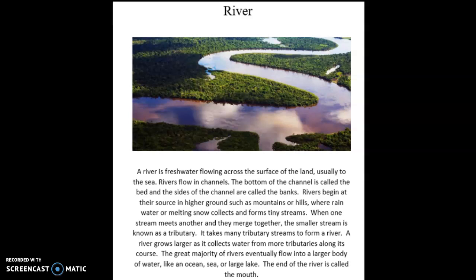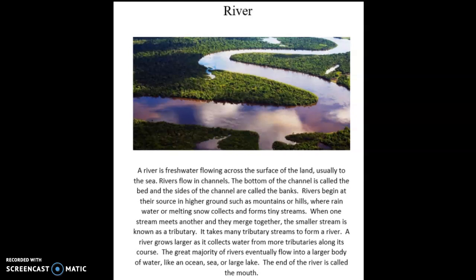When one stream meets another and they merge together, the smaller stream is known as a tributary. It takes many tributary streams to form a river. A river grows larger as it collects the water from more tributaries along its course. The great majority of rivers eventually flow into a larger body of water, like an ocean, sea, or large lake. The end of the river is called the mouth.